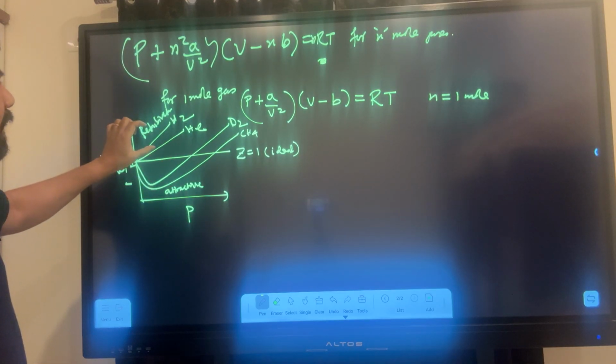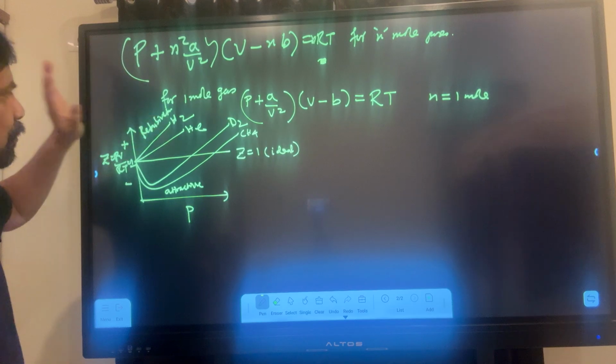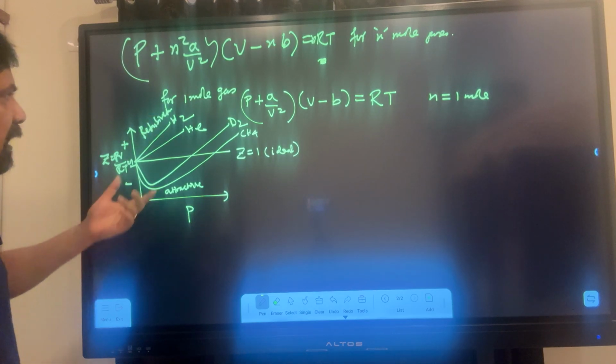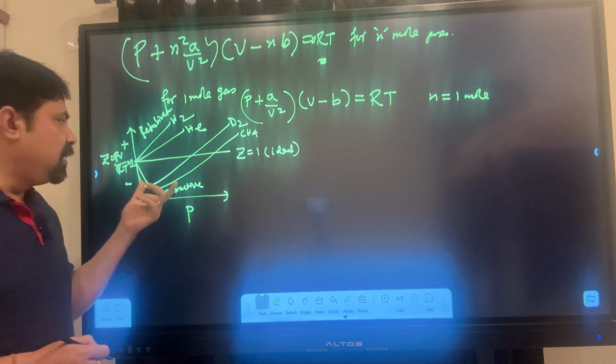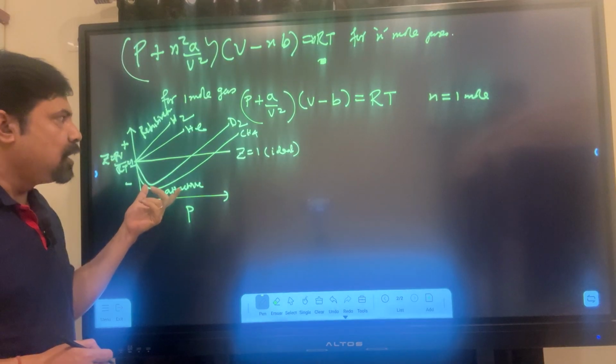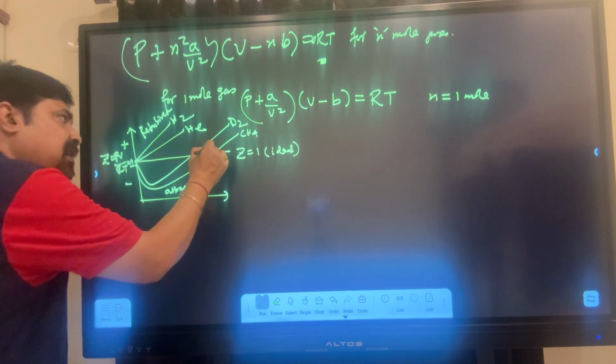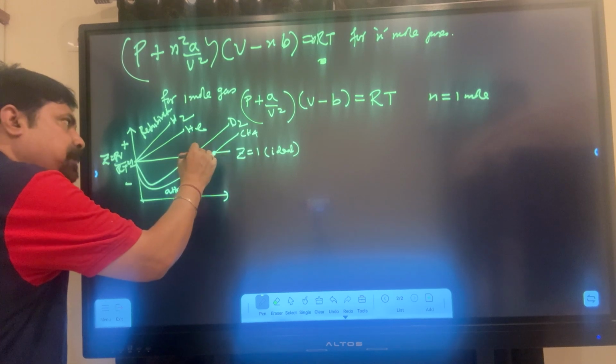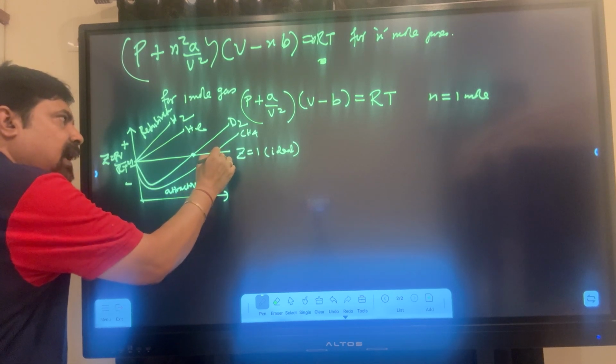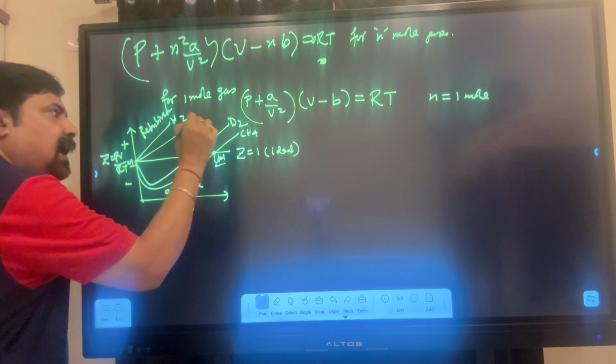One has only repulsive force, with no kind of attractive force. But another kind of gas has attractive force in a low pressure region, whereas in a high pressure region repulsive force is dominant. And at a certain pressure and temperature, at this point, they behave ideally.